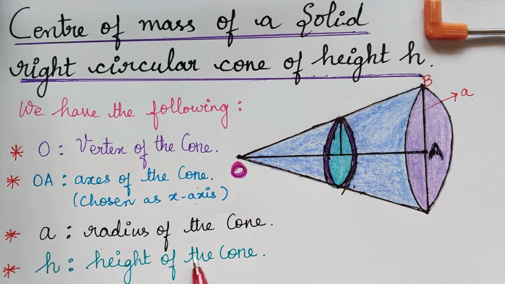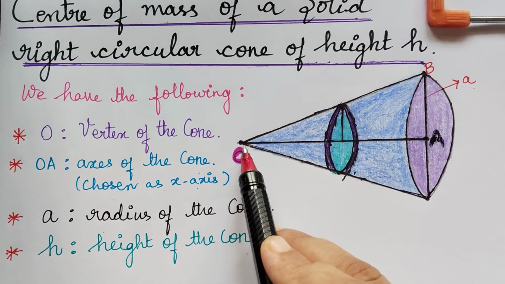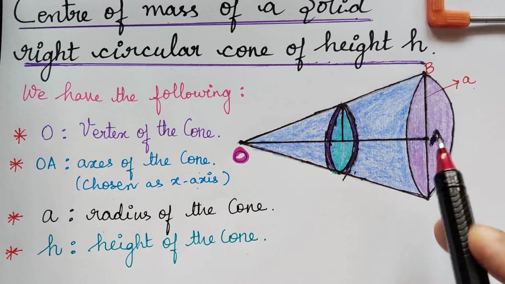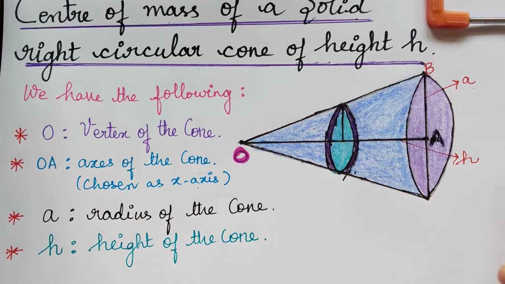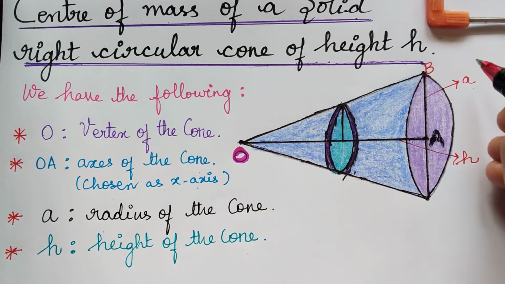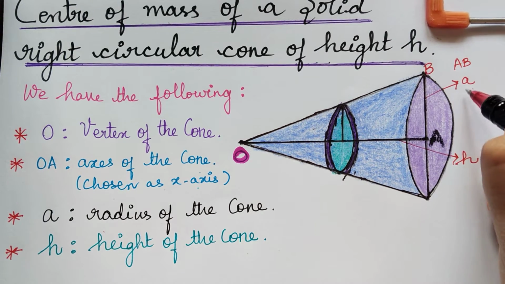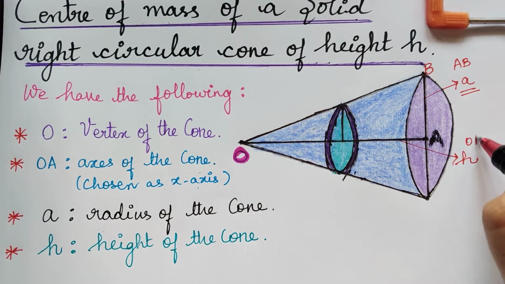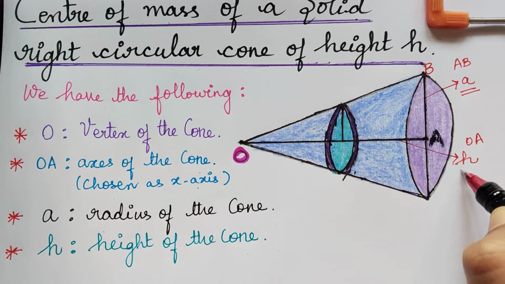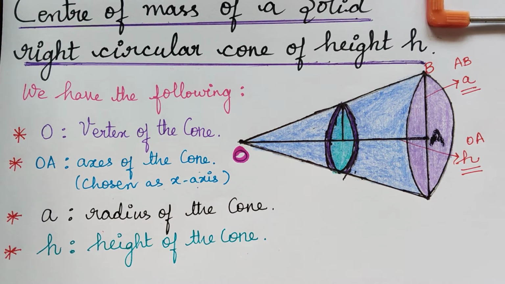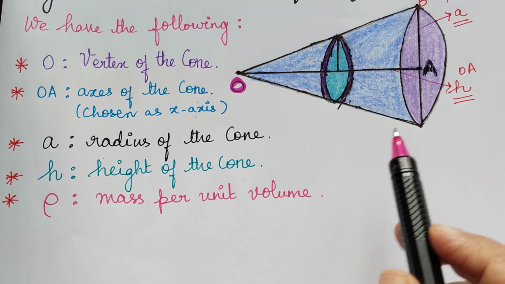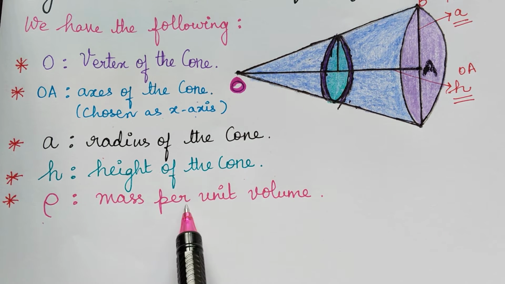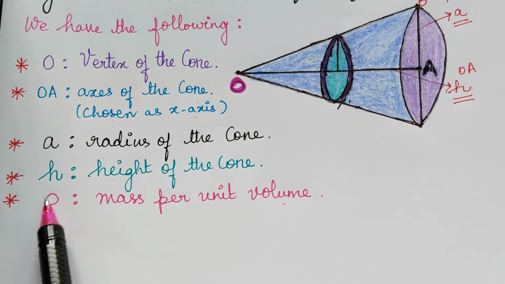h is the height of the cone, that is the length OA is the height of the cone. So that is taken as h. So AB is the radius of the cone which is equal to A, and OA is the height of the cone which is equal to h. Next, we consider the mass per unit volume of this cone which is rho. That is, for 1 unit of the volume, the mass is taken as rho.